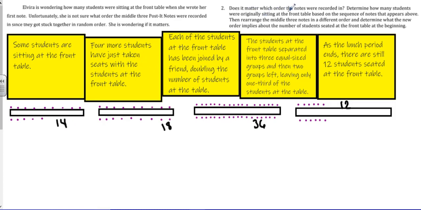So does it matter which order the notes were recorded in? Yes, it matters which order the notes were recorded in. We rearranged them and we got a different answer. So let's take a quick look at setting up the equation.